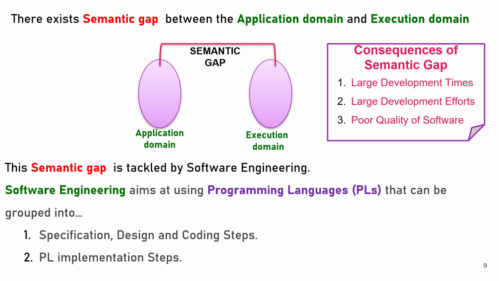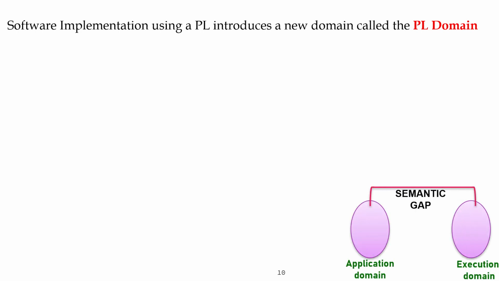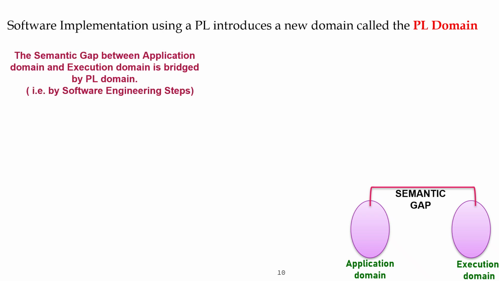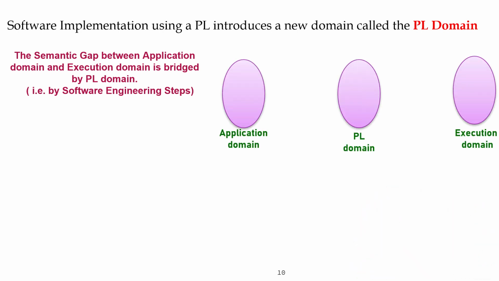तो जैसे मैंने बताया, एग्जीक्यूशन डोमेन के बंदों को बचाने के लिए आया सॉफ्टवेयर इंजीनियरिंग. अब सॉफ्टवेयर इंजीनियरिंग ने क्या किया? दे इंट्रोड्यूस समथिंग नोन एज प्रोग्रामिंग लैंग्वेज, and these programming languages are grouped into specification, designing, coding and implementation. So software engineering introduces a new domain called the PL domain, and this PL domain basically reduces the gap which is existing between application domain and execution domain. Thus, the PL domain acts as a bridge between the application domain and execution domain.